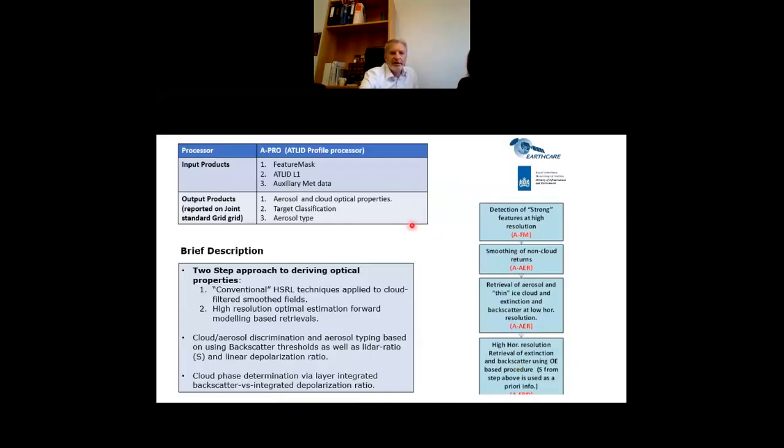And just mention here that the output products, well, I won't say all, but just about all of the EarthCARE products are reported on what we call the joint standard grid. So one of the big things about EarthCARE that we really try to push is the complementary nature of the data and the synergetic use of the data.